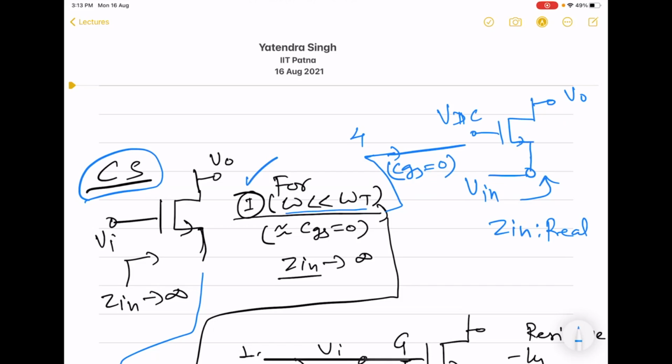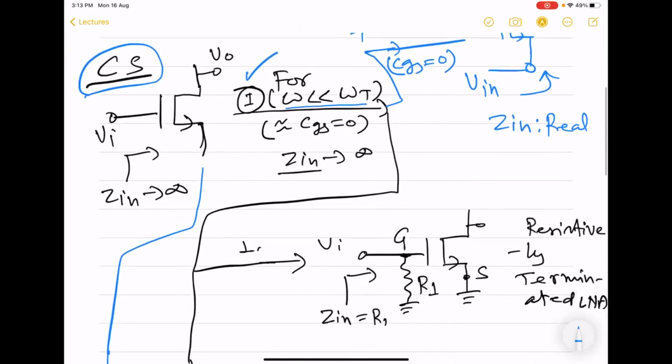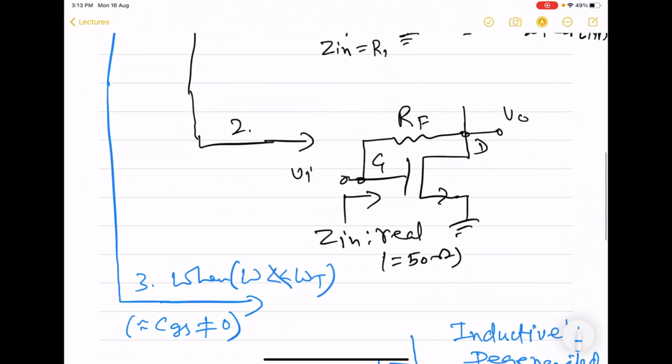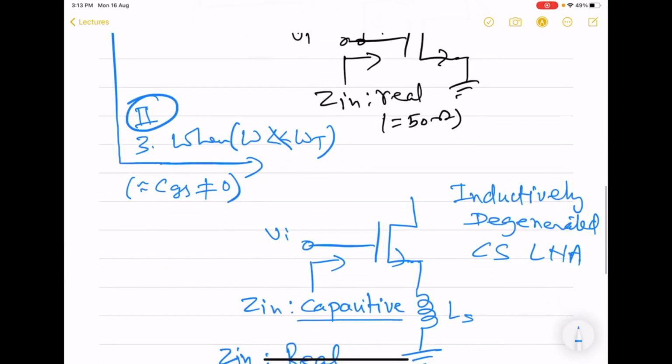So for this case one, there are three ways in which real input impedance can be achieved. Two out of them are common source, one is common gate. And this case two, which is amplifier number 3, is when gate to source capacitor cannot be neglected.